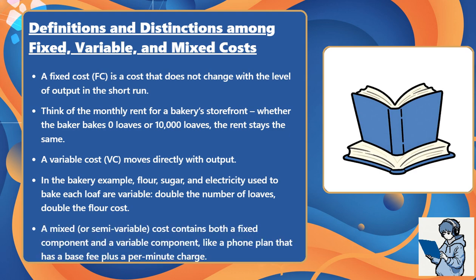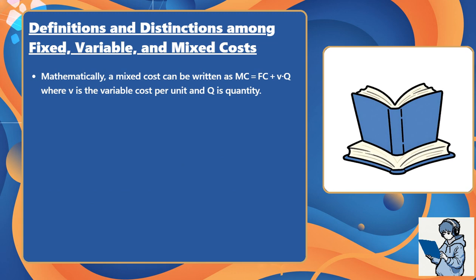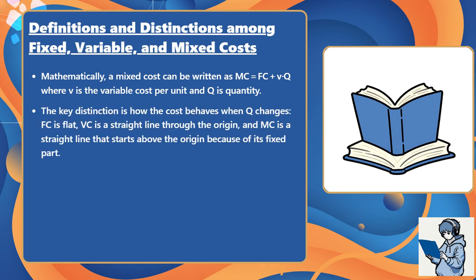A mixed or semi-variable cost contains both a fixed component and a variable component, like a phone plan that has a base fee plus a per-minute charge. MC equals FC plus V times Q, where V is the variable cost per unit, and Q is quantity. The key distinction is how the cost behaves when Q changes. FC is flat, VC is a straight line through the origin, and MC is a straight line that starts above the origin because of its fixed part.